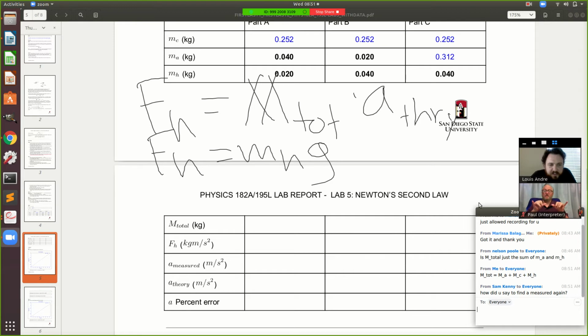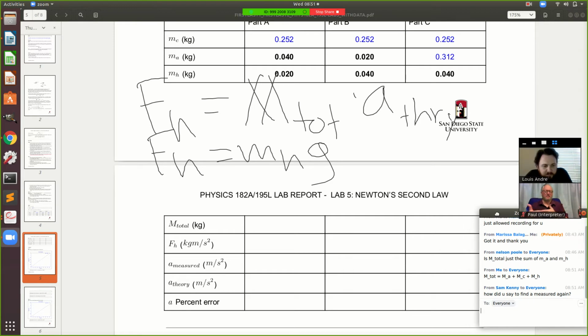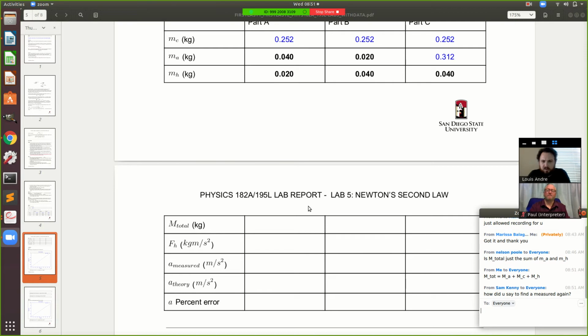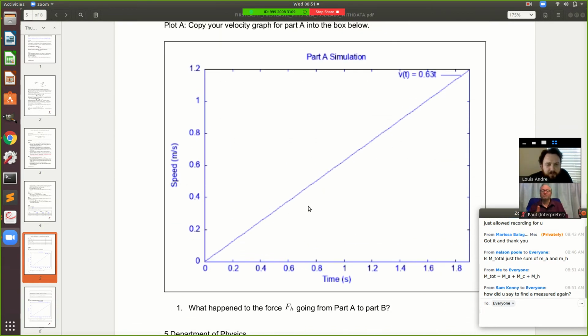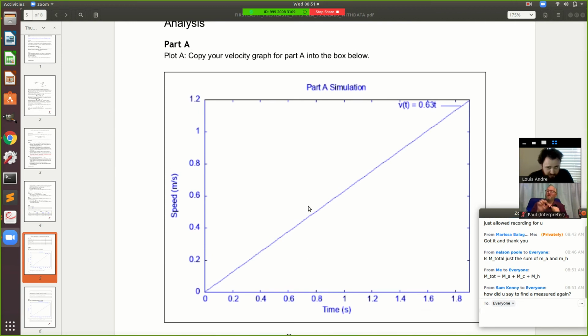So A measured is the next thing I talk about. I'll write this down again on the notes as well. Okay, so here's a theory though before I move back to the notes.